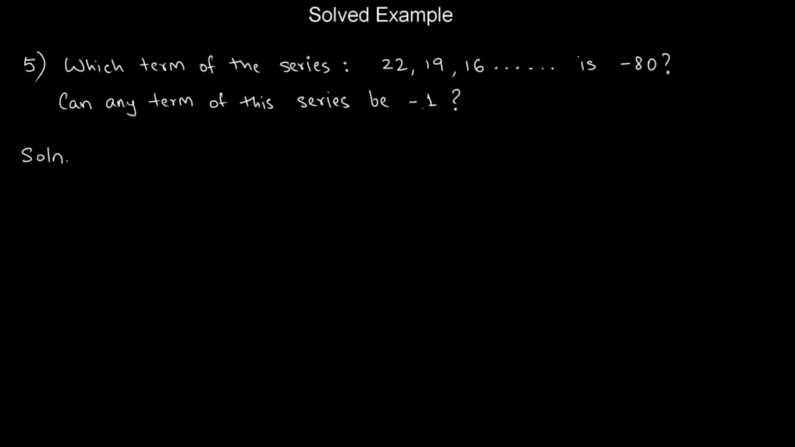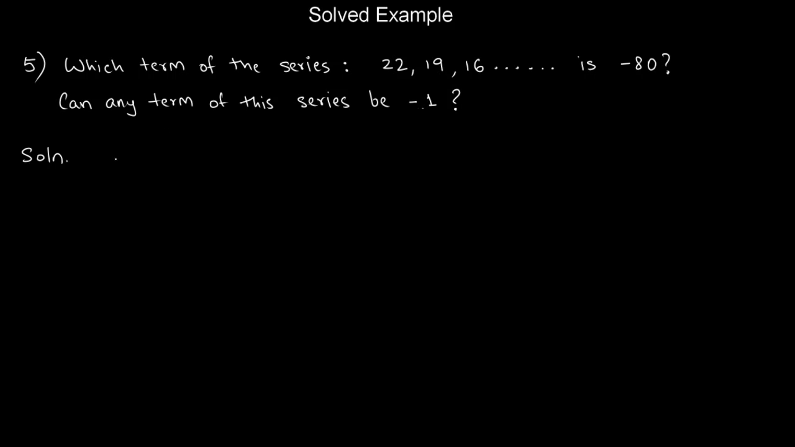Which term of the series 22, 19, 16 and so on is negative 80? Can any term of the series be negative 1? Right. So they've given us an arithmetic progression. 22, 19, 16 and so on is an arithmetic progression, and they ask us which term of the series is negative 80.